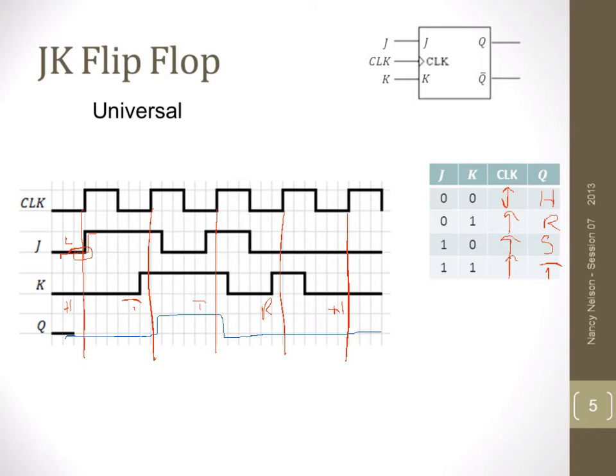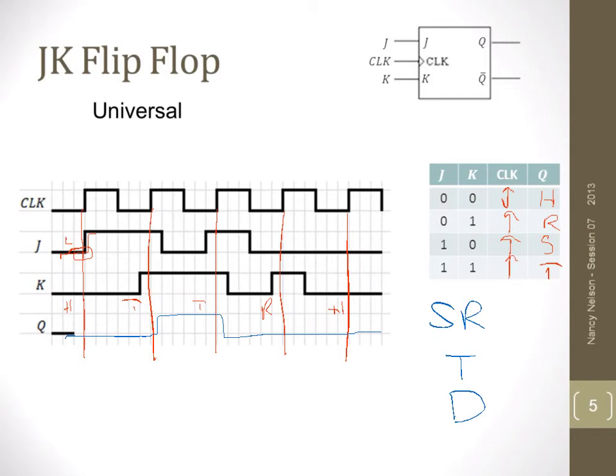So the universality comes into play because we can see that in the first three states here, we have our set reset flip-flop. In this last row, we have our toggle flip-flop. So we've looked after two of the other three kinds of flip-flops. The last one is the D flip-flop.